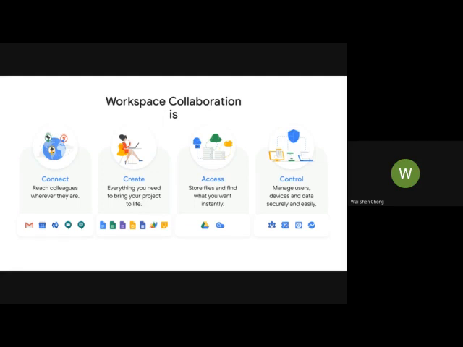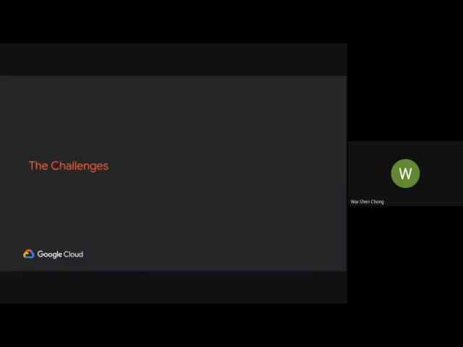And of course, that's where access comes in, right? Just as mentioned, you store files and find what you want instantly. And the more important part, the last piece, is that you need to control it. How you manage the users, how you manage the devices, how you secure your data, making sure they are all, like what Alex has mentioned, in safe hands. So you have to have these four components in terms of workspace collaboration.